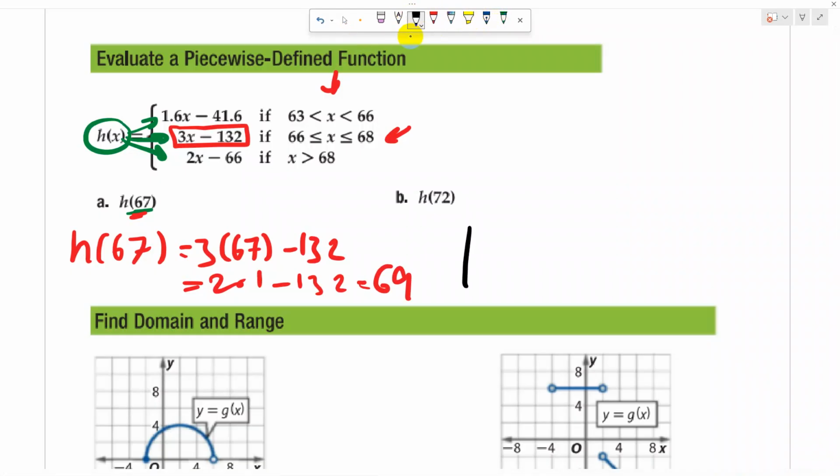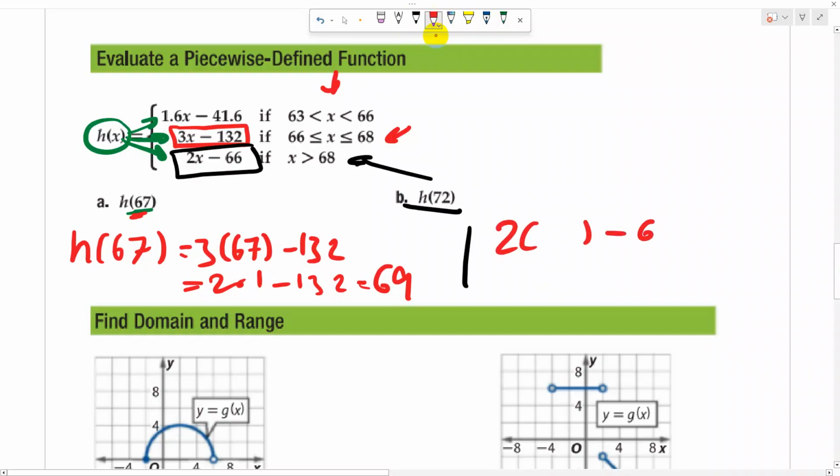Okay, in the next question we have h of 72. We need to plug in 72. At first search for 72. It's bigger than 68. So we will plug it into the third part of the function. So instead of having 2x minus 66, it will be 2 times 72 minus 66. Okay, let's do it. This is 144, 144 minus 66. I think it's 78.